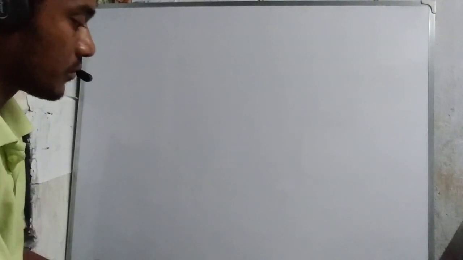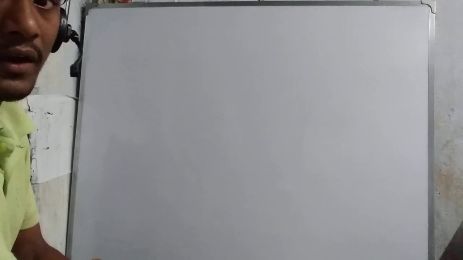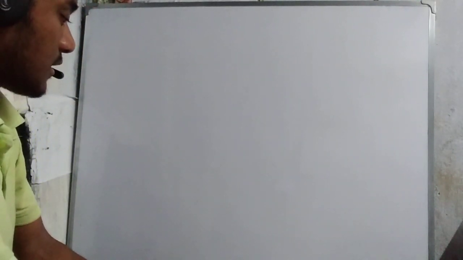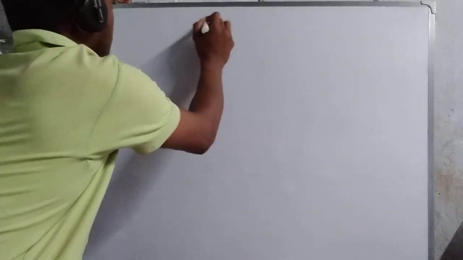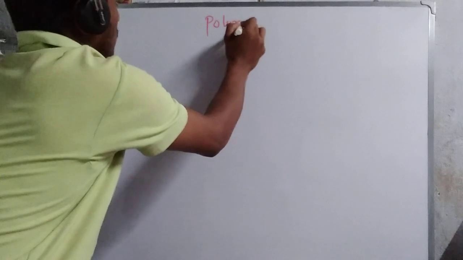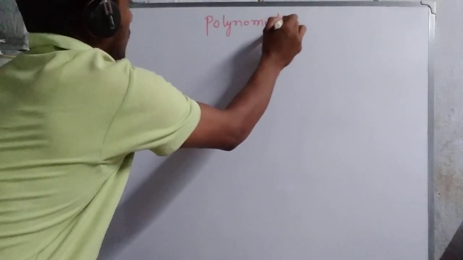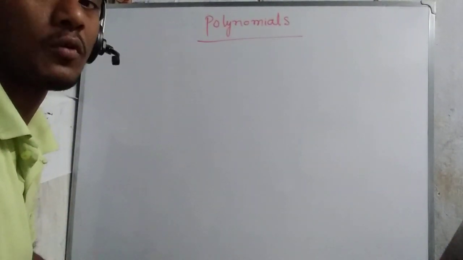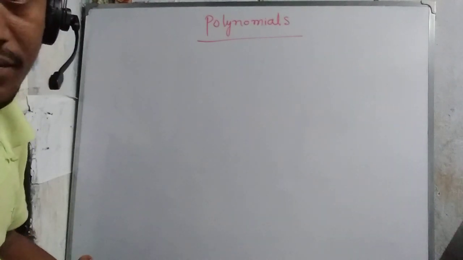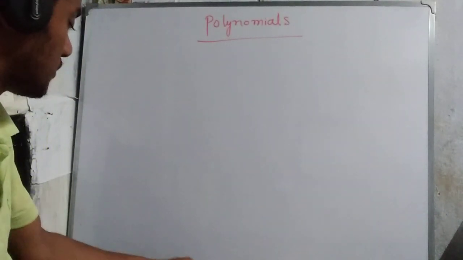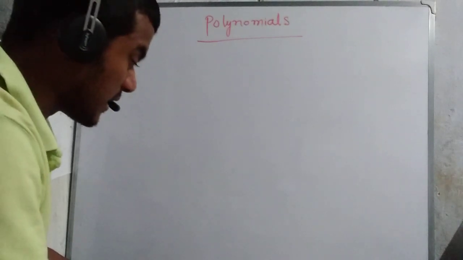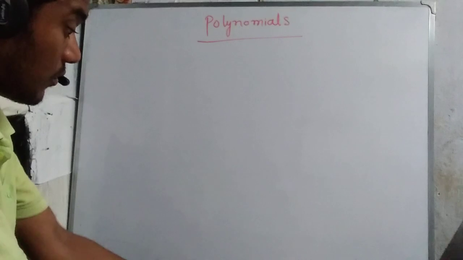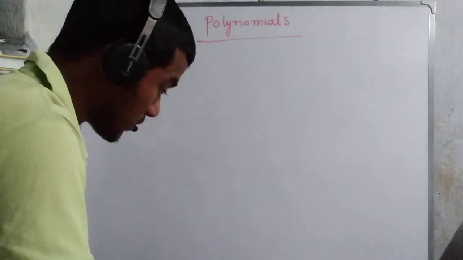Today we start one important topic related to algebra. We also discuss one special topic. This topic is familiar to all. We know about polynomials. Today we discuss polynomials. So we start from the beginning. We now write the definition of a polynomial.